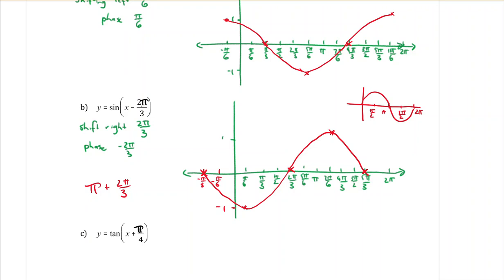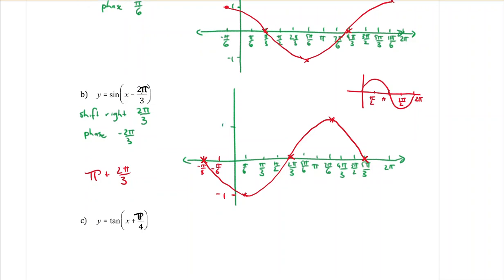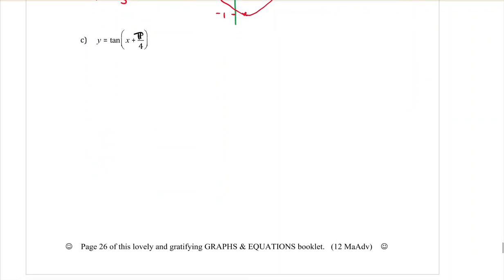Okay, let's do one with 10. Guys, if we have y equals tan bracket x plus pi over 4, how are we moving this graph? To the left. Yes? Shift left pi over 4.